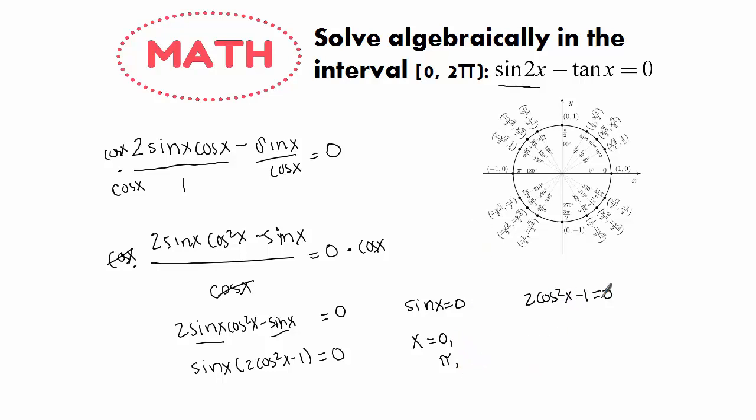For the second one, we're going to have to try and isolate that cosine. So the first thing we're going to do is add 1 to both sides. Then we're going to be left with 2 cosine squared x equals 1. Divide both sides by 2. We get cosine squared x equals 1/2. We have to get rid of that square, so we're going to square root both sides. We get cosine of x equals the square root of 1/2.